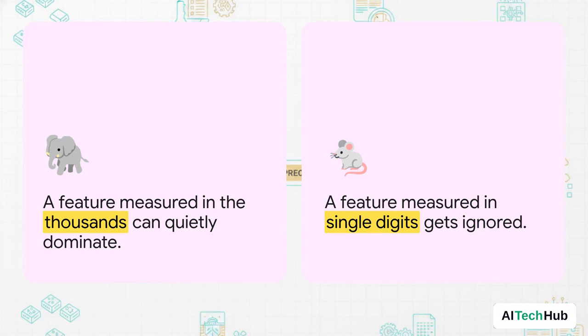The algorithm just sees a huge number and automatically assumes, oh, this must be vastly more important just because it's physically larger. Transformation normalizes all these different size metrics so they actually share the exact same scale.